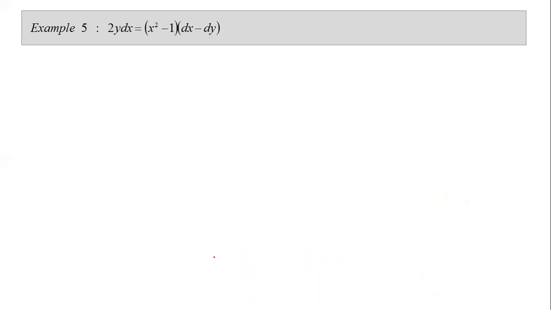Last problem. Say we have 2y dx is equal to x squared minus 1 times dx minus dy. All right. So to write this into the general form of a linear differential equation, I have to multiply everything by, okay, we don't want dx here, so 1 over dx, and we just simply don't want x squared minus 1 here, so times x squared minus 1.